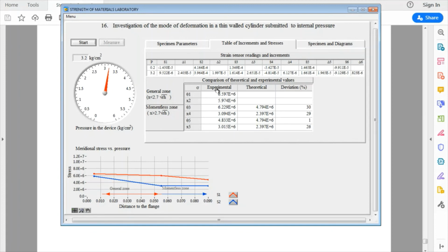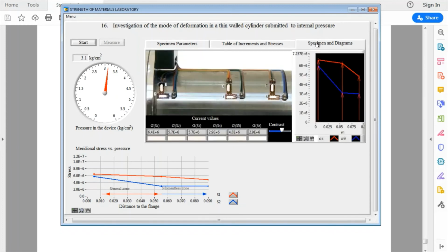And in here we can measure all experimental values from the sensors and the theoretical calculations, and this is the deviation between theoretical and experimental values, and these are the diagrams showing the increase in the pressures in sensors from 1 to 6. Good. If I want to save, go to menu and save.